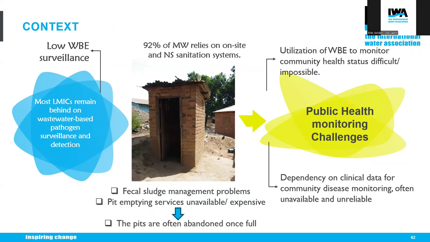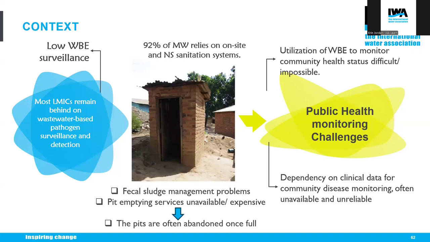Generally, for most of the low and middle income countries, wastewater surveillance has lagged behind. And in the case of Malawi, as I've mentioned, most of the population are using on-site sanitation, which is unsewered. And this really creates challenges regarding fecal sludge management, especially in the context that pit emptying services are unavailable. And if they are available, they are often very expensive. And that ultimately leads to abandonment of those pits once they are full, which creates quite a huge public health problem.